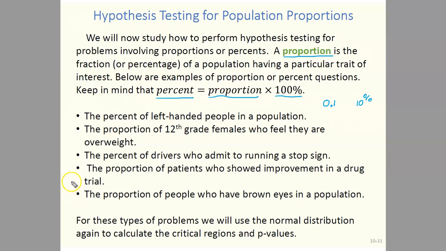Now, here are some typical problems that you would see. For example, the percent of left-handed people in a population, the proportion of 12th grade females who feel that they are overweight, the percent of drivers who admit to running a stop sign, the proportion of patients who showed improvement in a drug trial, or the proportion of people who have brown eyes in a population. So you see, in all of these problems, either the word percent or proportion appears, and that indicates that you want to use a hypothesis test for population proportions. And that's what we're going to go over right now.